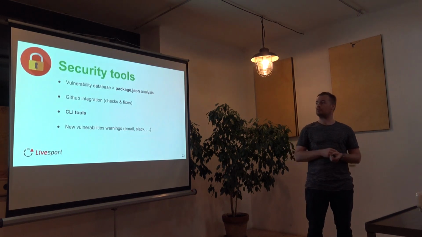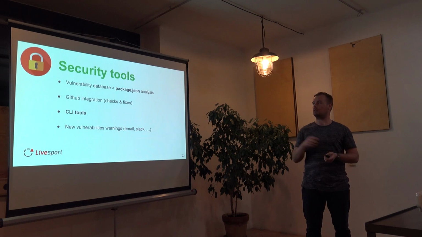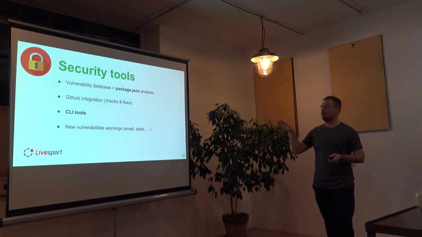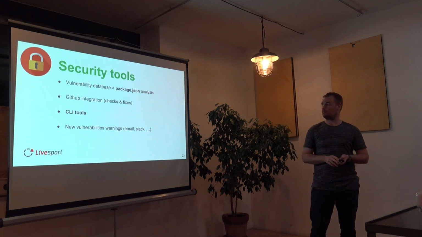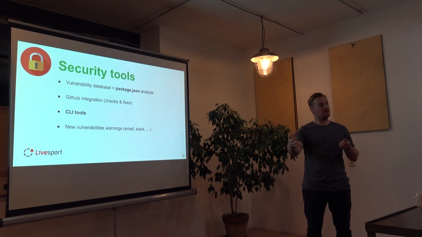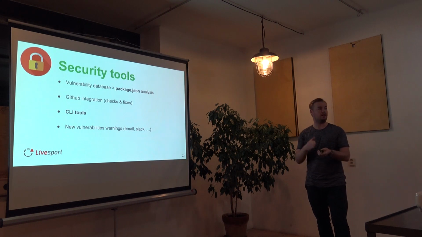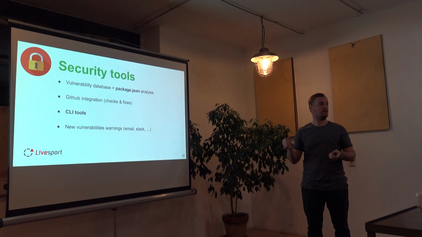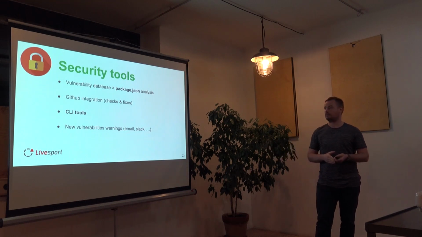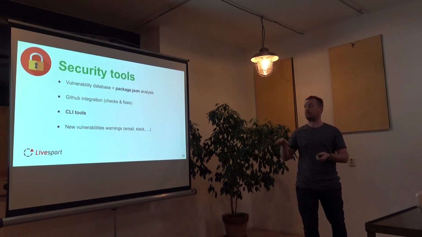Now, two tools that I will show you today, they both do the same thing. They both have vulnerability databases, and they just take your package.json and analyze it. Analyze your semver versions and analyze your dependencies and tell you which of them are insecure. Now, both of them have GitHub integration.